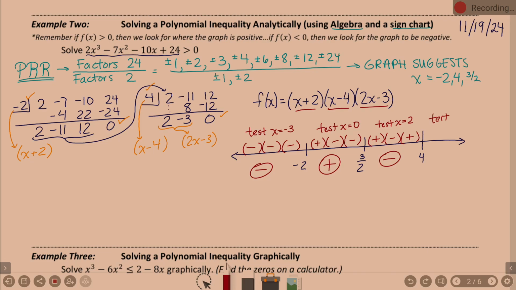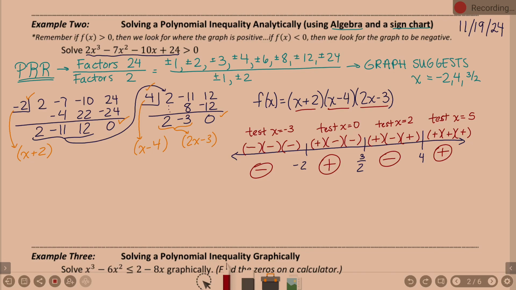And pick a number to the right of 4. So if we use 5, 5 plus 2 is a positive. 5 minus 4 is a positive. 2 times 5 minus 3 is a positive. 3 positives multiply to be a positive.